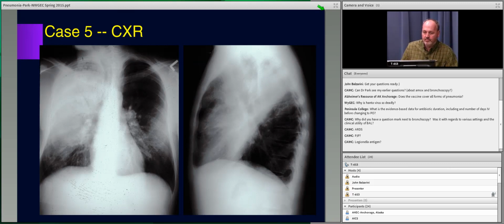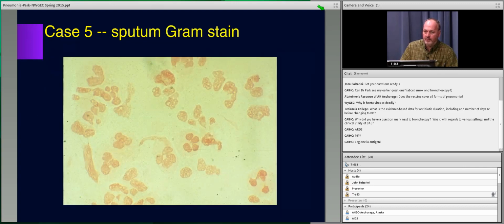Any ideas? Any thoughts pop into your head? Somebody's saying PJP. Yeah, it's a little odd to see such focal, dense consolidation from Pneumocystis. So I don't think that's so likely. Legionella antigen. Who is that? Good idea. That was your third guess, fourth guess.